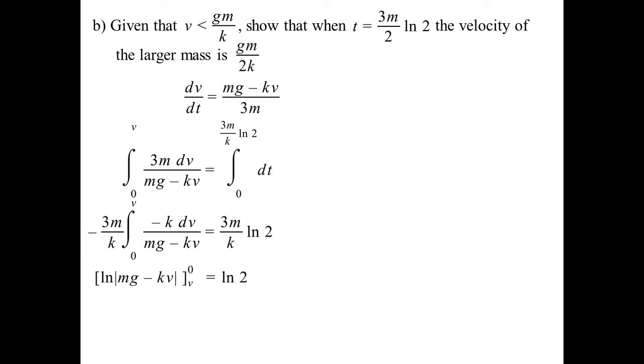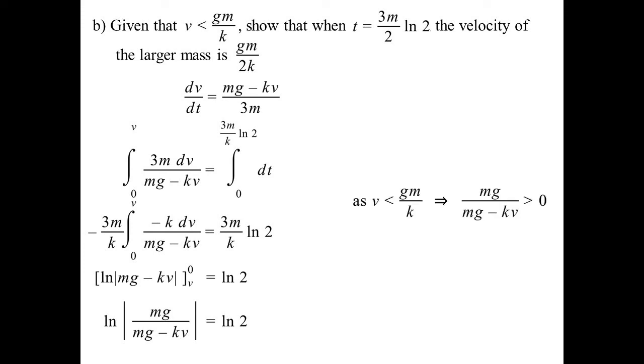I did put absolute value signs around this one because I wasn't sure whether that was going to be positive or negative because of that subtraction. So we're going from v to 0. That's going to equal log 2. So the log of mg on mg minus kv is the log of 2.